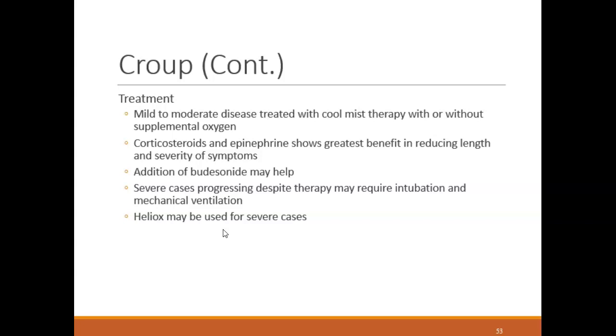So corticosteroids and aerosolized racemic epinephrine are going to be indicated here. Typically those are ordered right away. Sometimes we may add budesonide, because that's an inhaled corticosteroid, so that might help. But usually we're starting with Decadron to help with the airway edema.